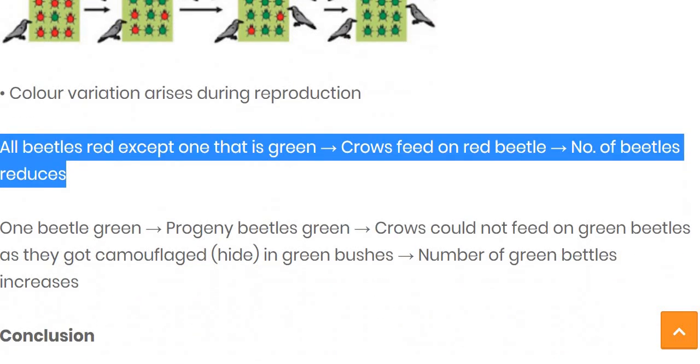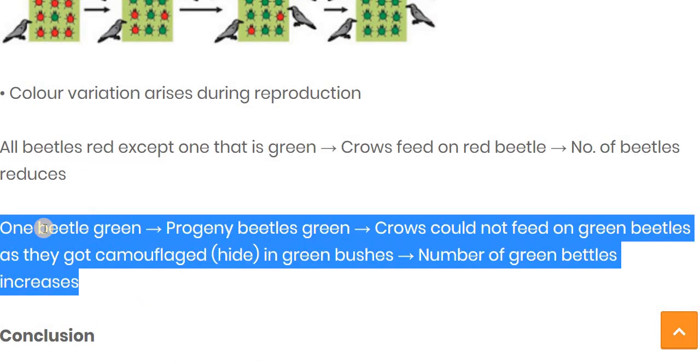Here you can see the one beetle which is green, and then its progeny also becomes green. In green leaves the green beetles cannot easily be seen, so the crows could not feed on them. They hide in green bushes, and the number of green beetles increases because they are not visible to the crow. The crow cannot eat those green beetles, so ultimately the number of green beetles increases.